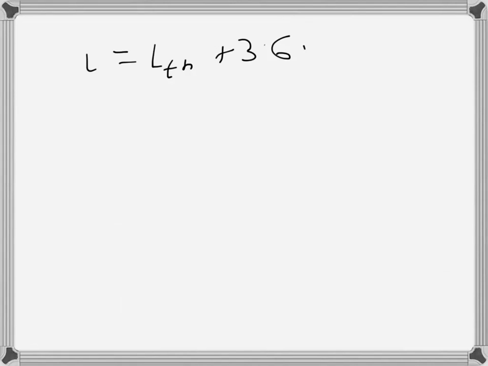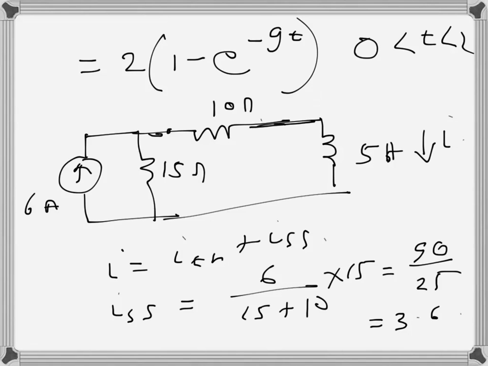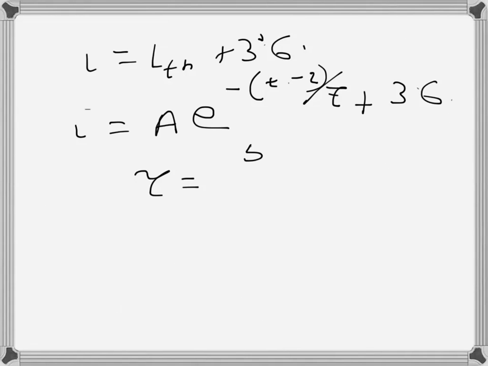Now the transient expression will be like this, a new A, e to the power minus t minus 2, the t term has to be t minus 2, since it starts at 2, over tau. This tau will be different, but I'm just writing tau here, plus 3.6. This time tau will be L over R. L is still 5, but R will be 15 plus 10, because that's the resistance it sees. So 5 over 25.